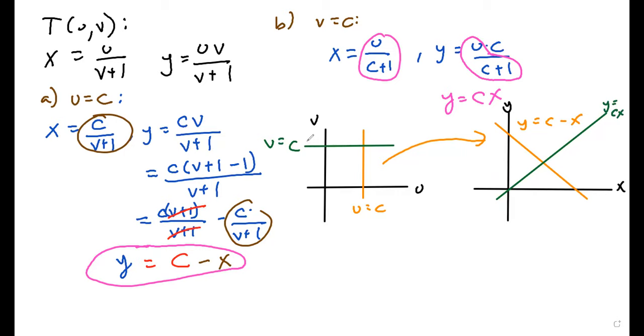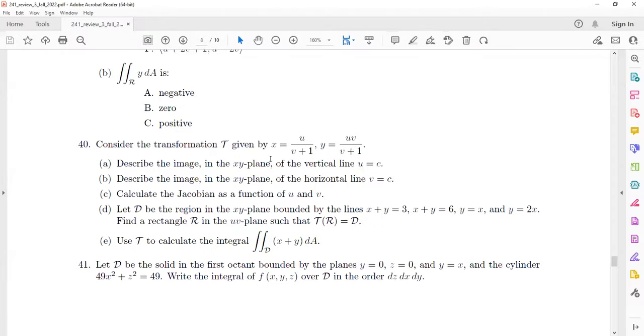Okay, so that's what is going on here. Okay, so now that was parts A and B. Let's remind ourselves what's going on here. Okay, next up is the Jacobian.